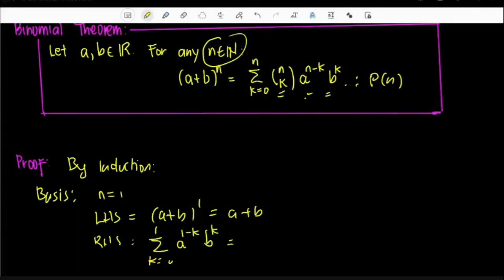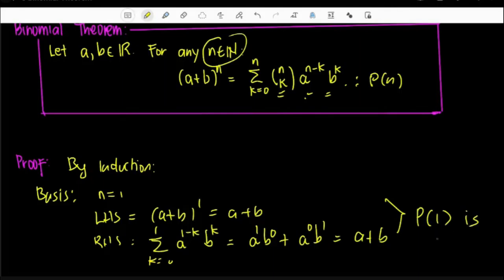Okay, so we start with k equals 0. So at k equals 0, that's just a to the 1, b to the 0. Plus, at k equals 1, that's a to the 0, b to the 1. Or that's simply a plus b. And indeed, the left-hand side is equal to the right-hand side. Therefore, P of 1 is true. So we have our basis.